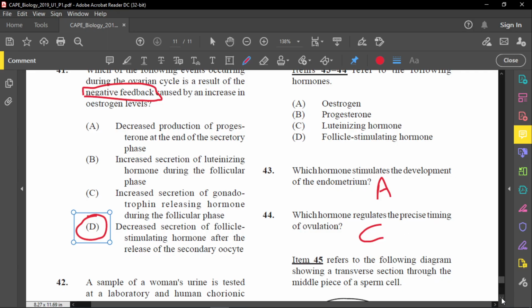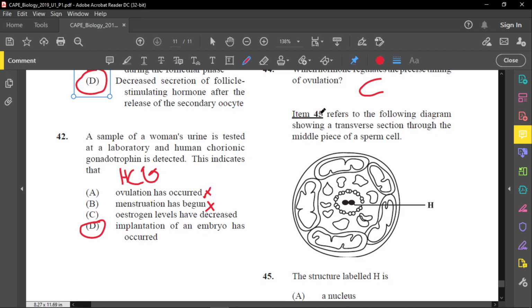And 45, and we are finished. Item 45 refers to the following diagram showing a transverse section through the middle piece of a sperm cell. Let me quickly label this for you, and I'm out of here after this. So this structure right here, let me put the lines first. This is the mitochondria. These here will be fiber, and this here, H, will be the microtubule, and these here will be our inner sheath. So let me just quickly label this.